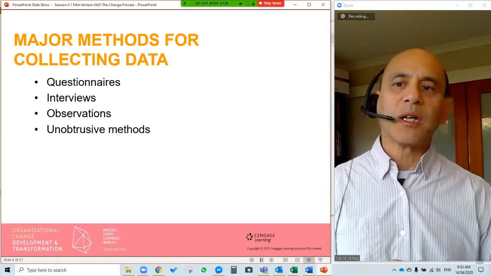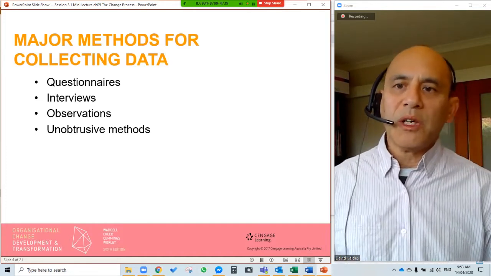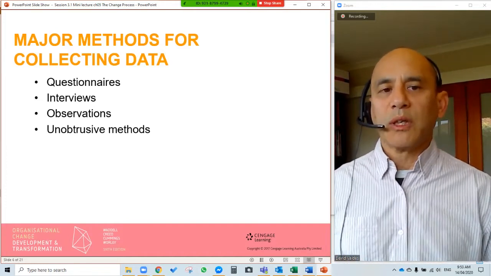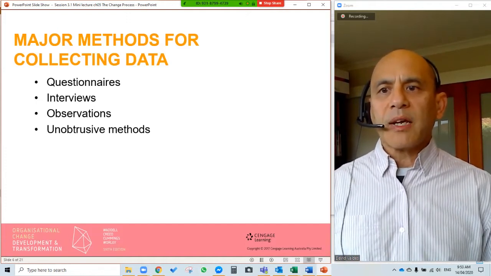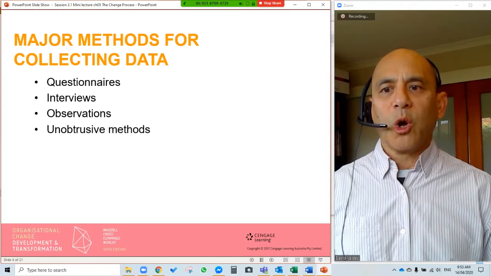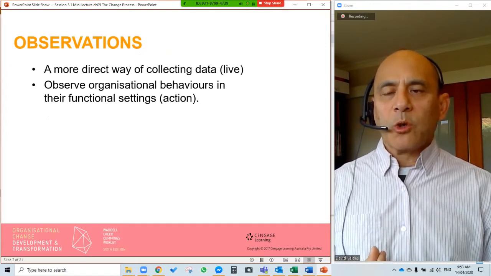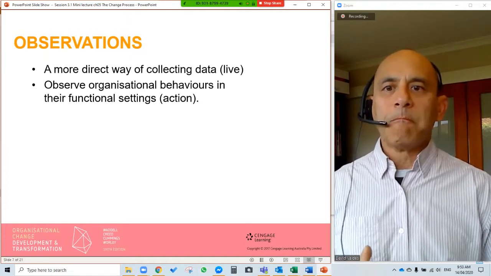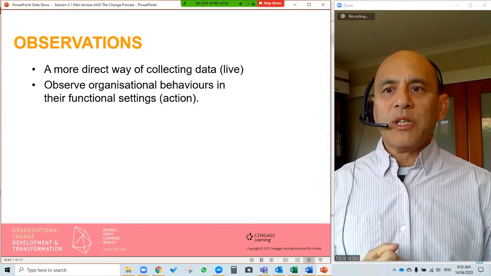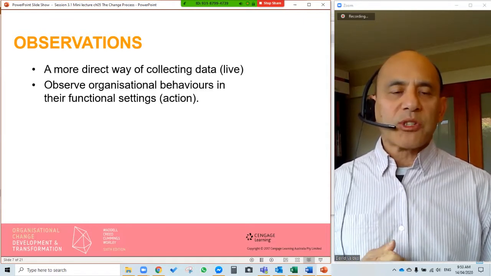Interviews can be done as well, wherein the OD consultant might be meeting with employees individually or as a group to ask them some questions. And then we also have what we call observations, and that's the next slide basically. So observations are a more direct way of collecting data. And what we do here is we observe organizational behaviors in their actual setting.